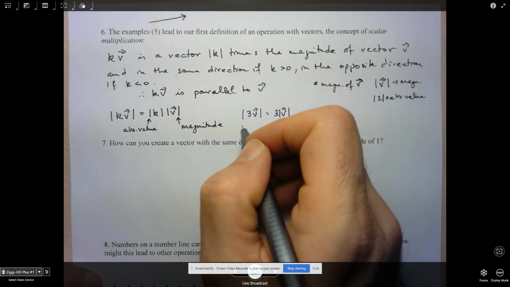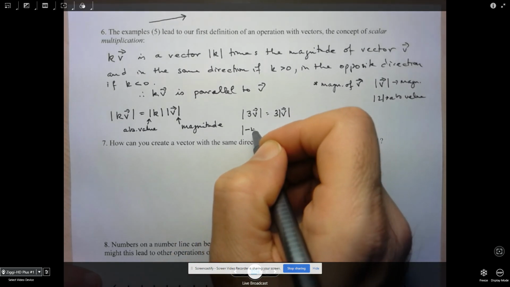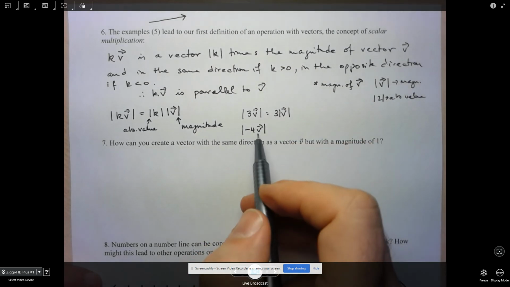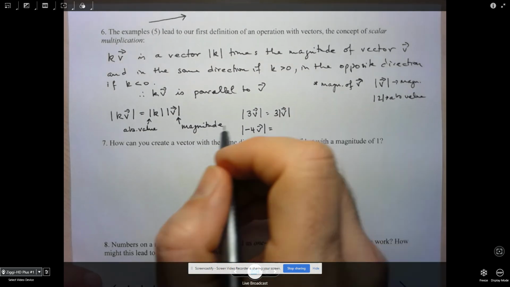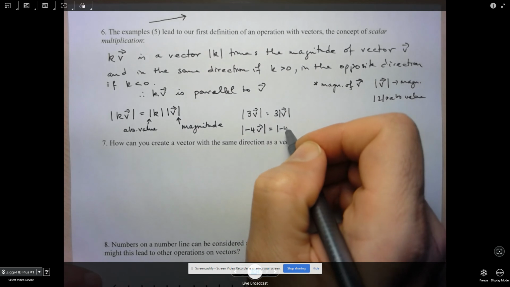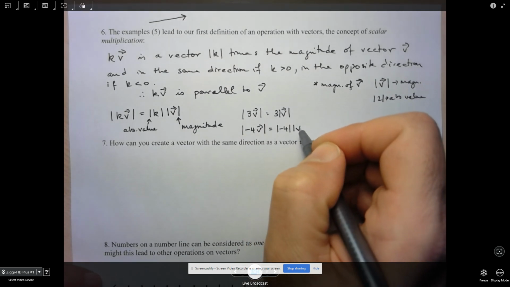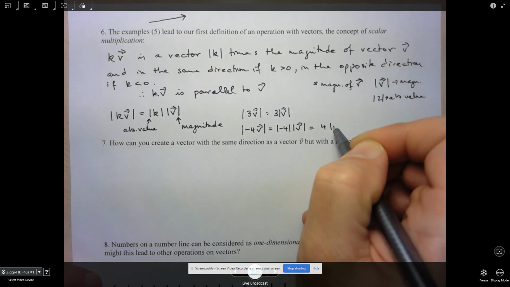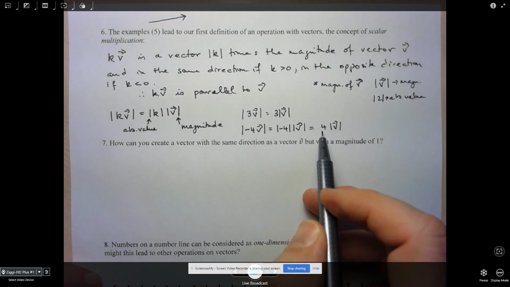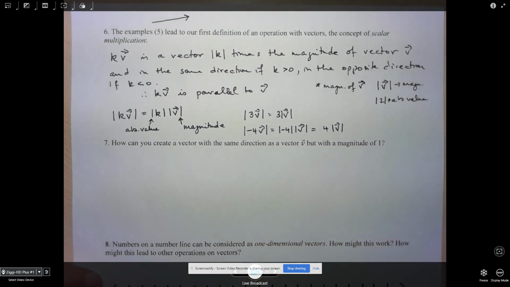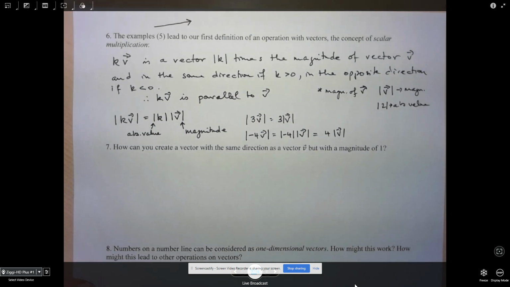If I have the magnitude of vector negative 4v, meaning a vector that's in the opposite direction of v but 4 times longer, let's see if our definition makes sense. The absolute value of negative 4 times the magnitude of v, which of course is 4 times the magnitude of v. In other words, the length is 4 times longer. Okay, so we're going to stop here and come back with a short little segment in part 3, but you might take a quick look at number 7 and see if you can figure out how we're going to do that.